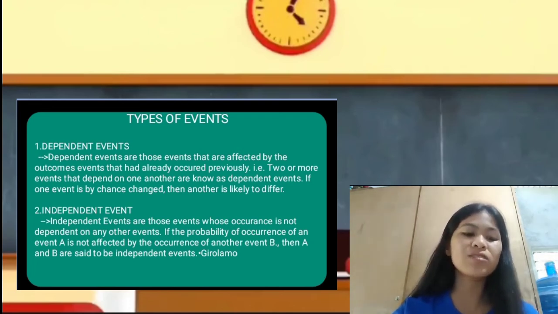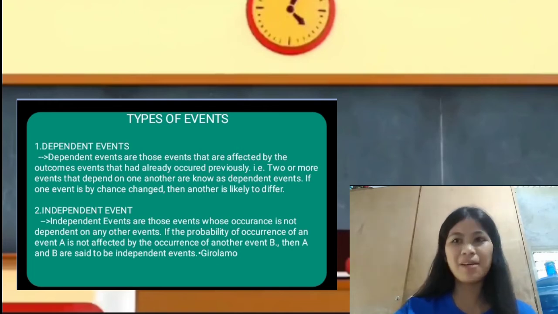Then number 1, 2, 3, that is what we call independent events. So, that is dependent and independent events.